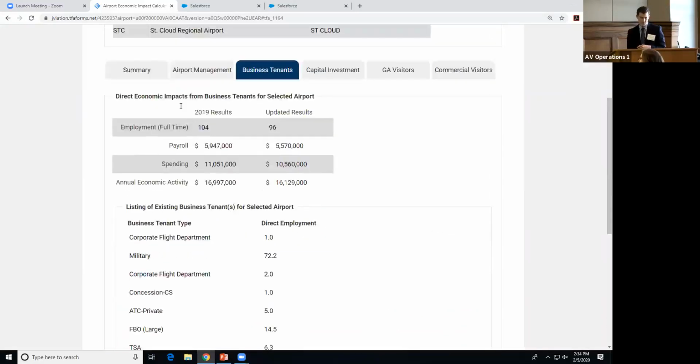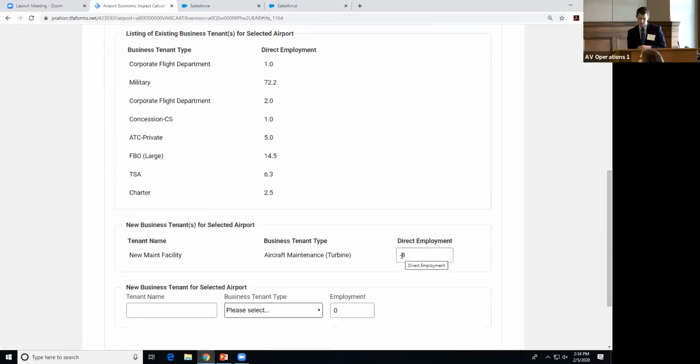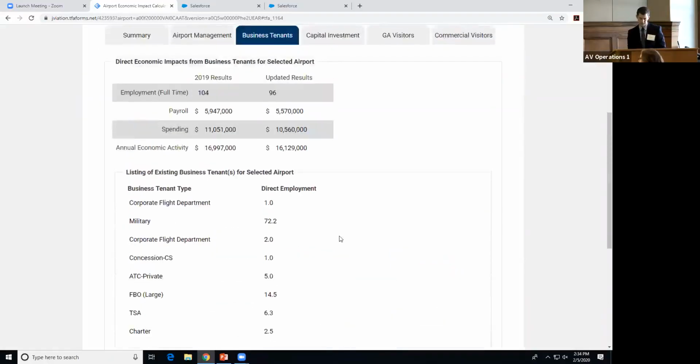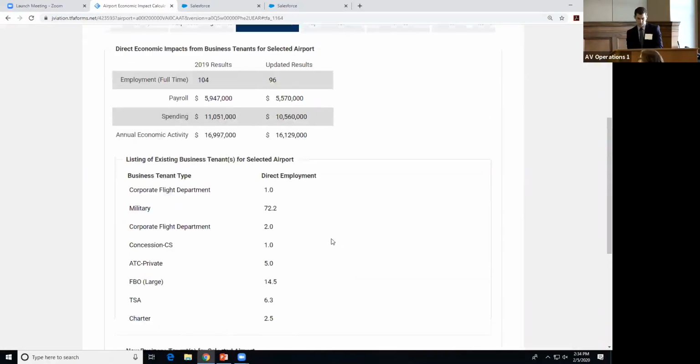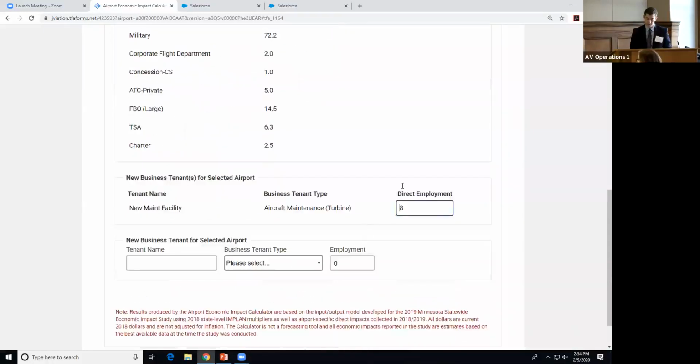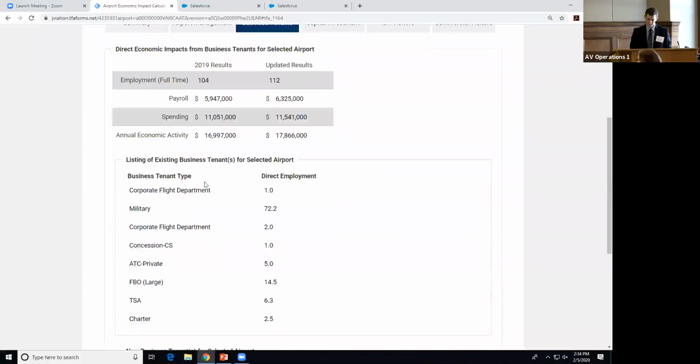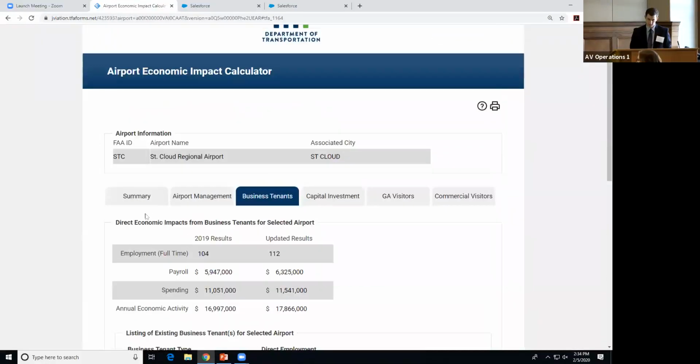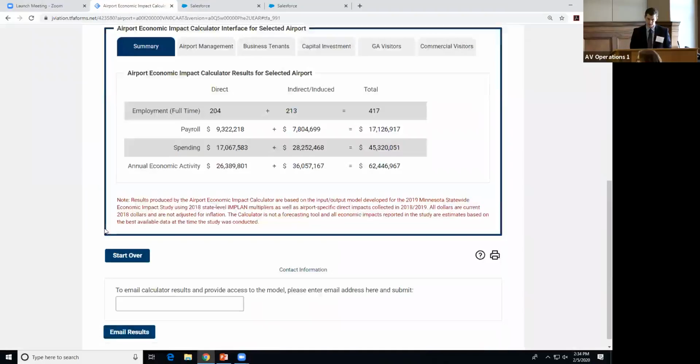So now we've saved that. Let me just get rid of this. But you can see as I added a negative, it went down to 96. So we did lose eight jobs from the 104 where we started. Okay, so we'll go back to the summary tab.